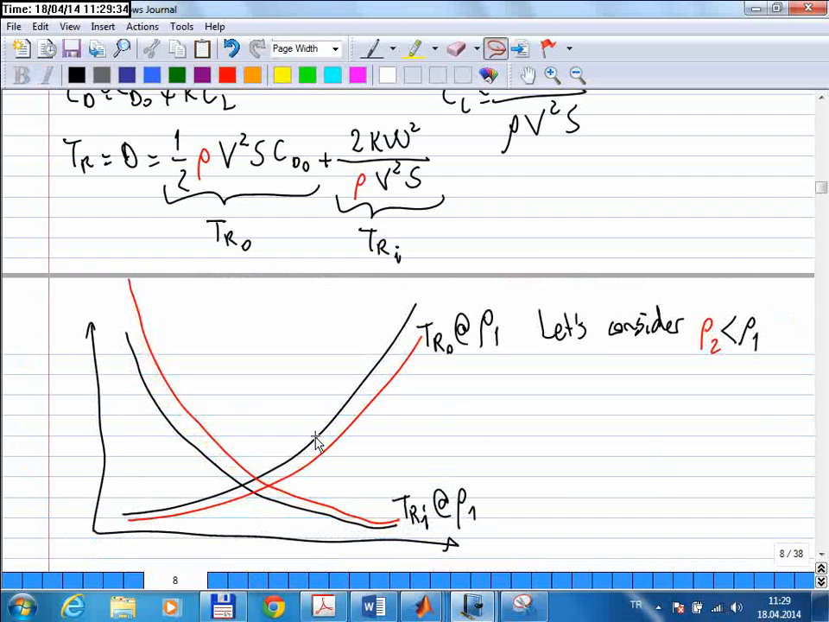Okay, so these red curves correspond to the higher altitudes. So we need to find the sum of these for the total thrust required. So let me plot them as well. For the lower altitude, for rho 1, the minimum point will be here, right? But for the second altitude, the minimum point will be here.